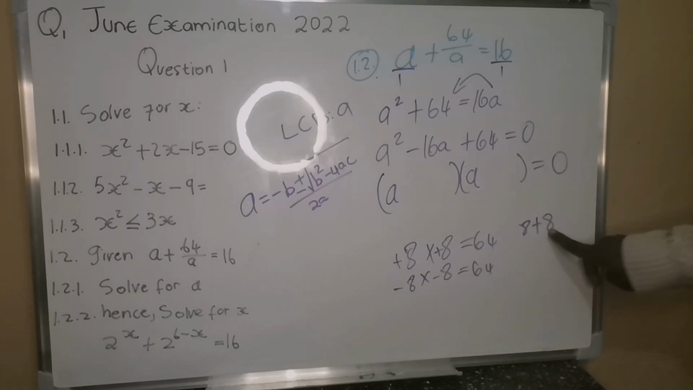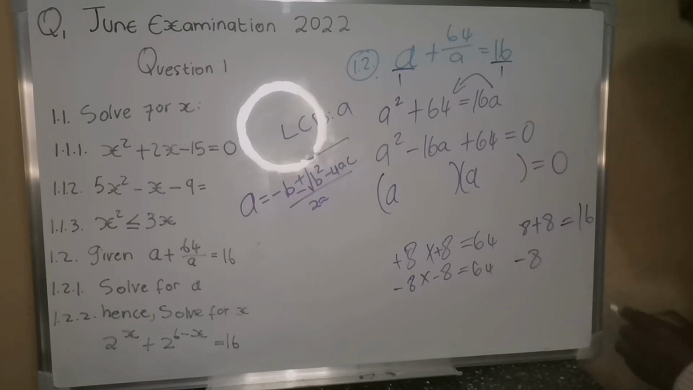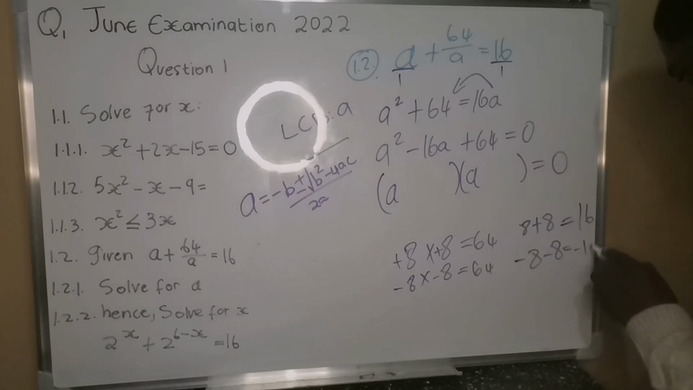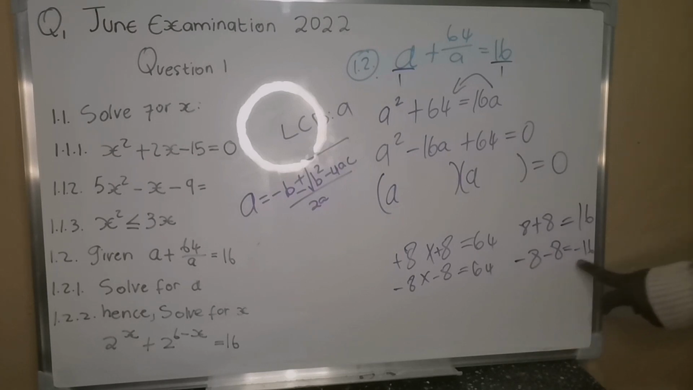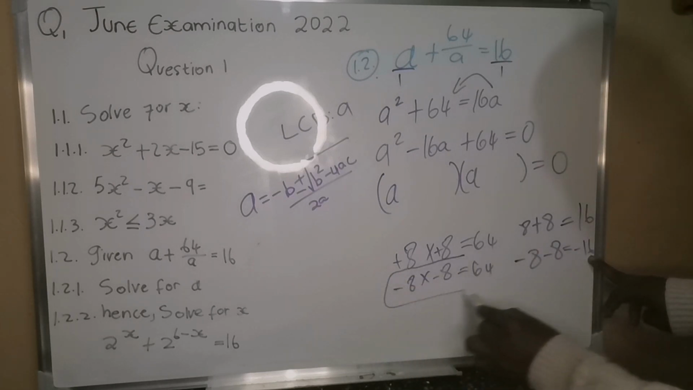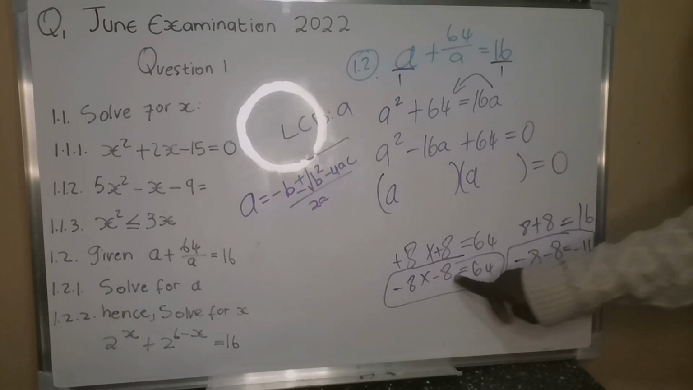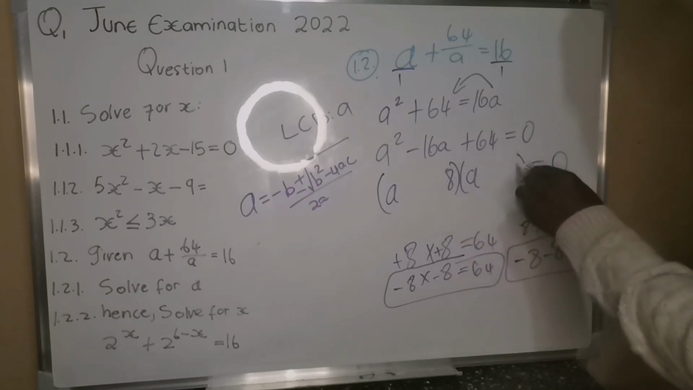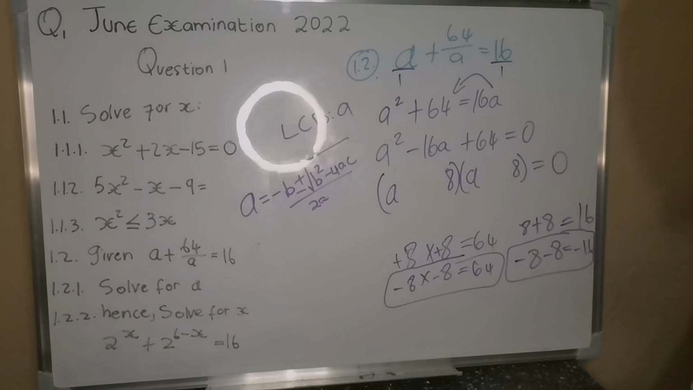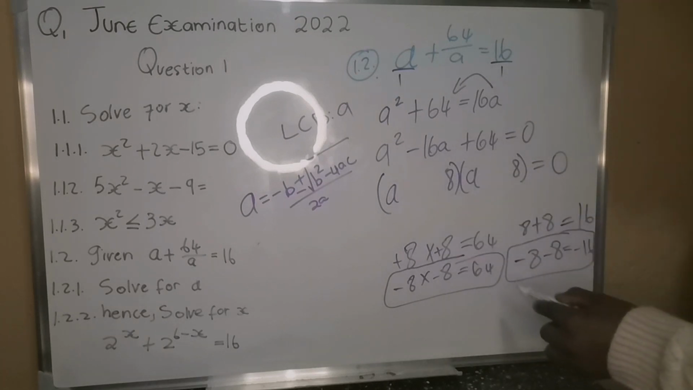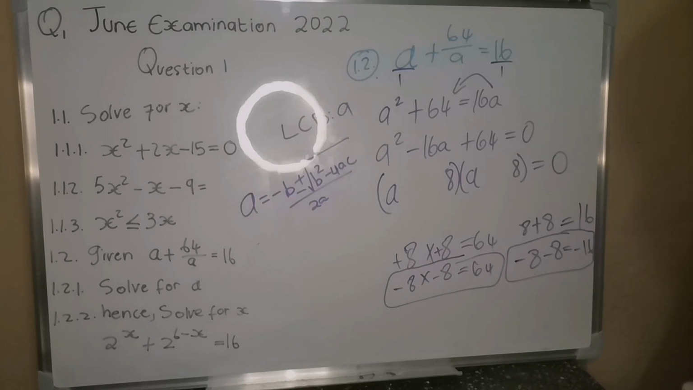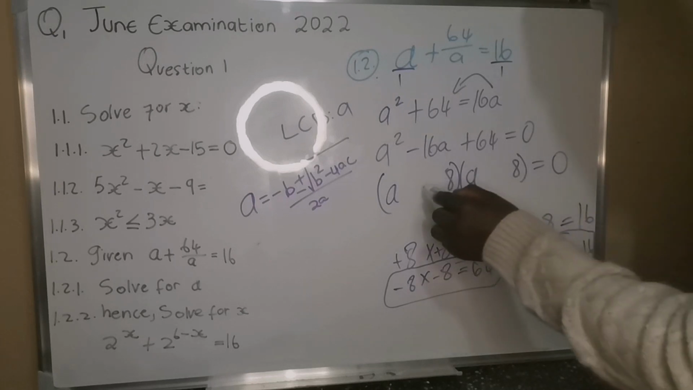Now, right now I say 8 plus 8 is 16, but it's wrong because I need negative 16. But I know that negative 8 minus 8 is equal to negative 16. That means I'm correct now. I have negative 8 minus 8 is equal to negative 16, and negative 8 times negative 8 is equal to 64. That means they are common. Therefore, I'm going to have 8 here, 8 here. My signs: the bigger number takes the sign of the middle term. They are both the same, therefore I'm going to have negative and negative here.